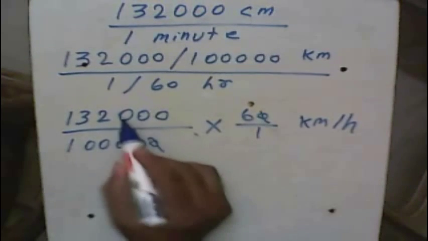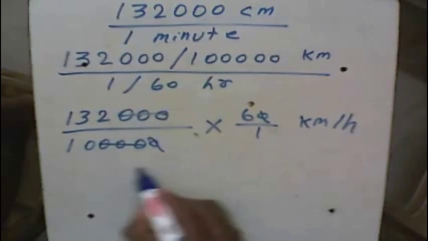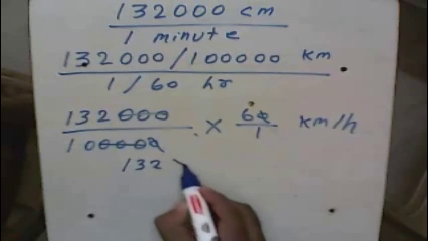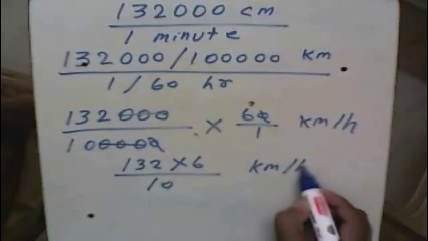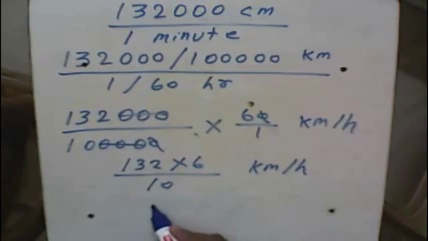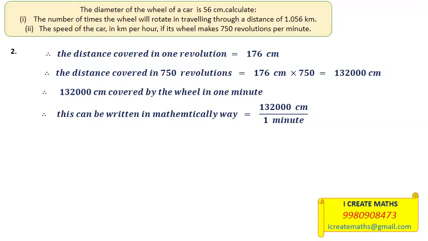Now after cancelling zeros, you will get 132 into 6 divided by 10 kilometer per hour. After multiplication, we get 792 divided by 10 kilometer per hour. That will give you 79.2 kilometer per hour. Therefore, the speed of the car in kilometer per hour is equal to 79.2 kilometer per hour.